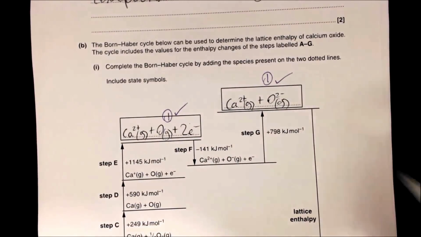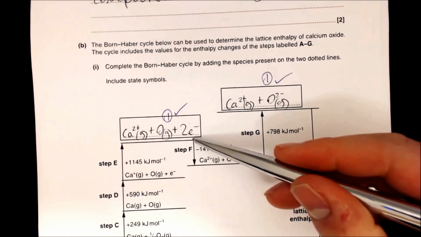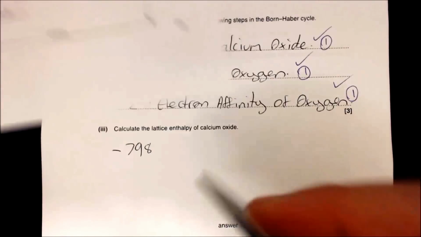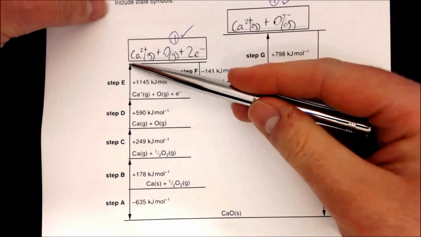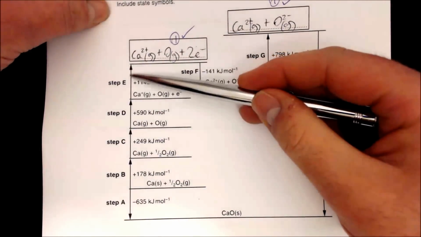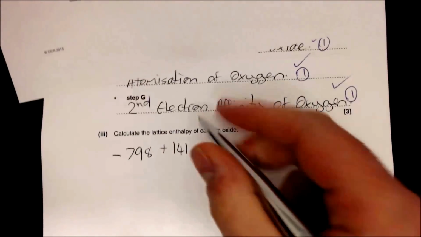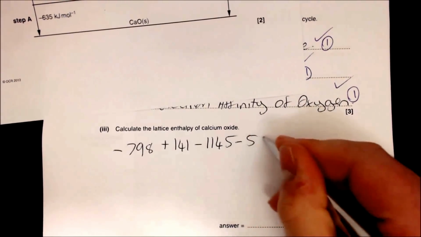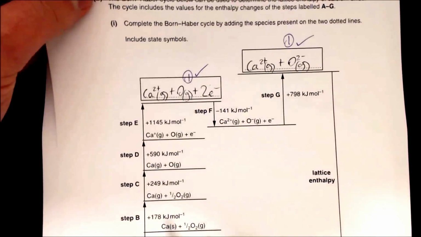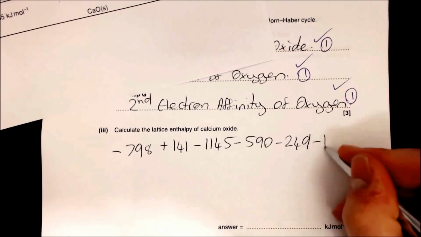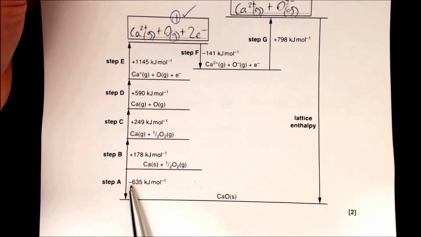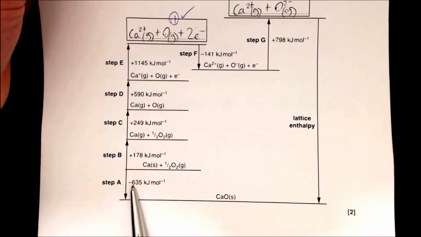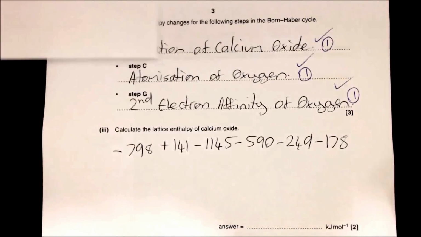Okay, if you pull it back again, you've got minus 798 going along here. Because we're going against the arrow back up here, that's going to turn into plus 141. Then all the way down here, we're going against the arrow because we need to work our way down to the product. So that's going to be minus 1145. And then the next one is minus 590 because we're going against the arrow. The next one is minus 249. And then the next one is minus 178 because we're still going against the arrow. And the last one here is with the arrow, but it's a minus anyway. It's minus 635 because we're going with the arrow this time, so we don't need to change the sign.